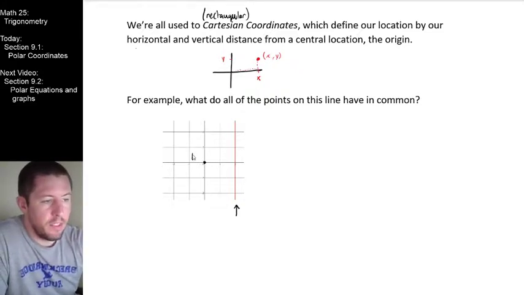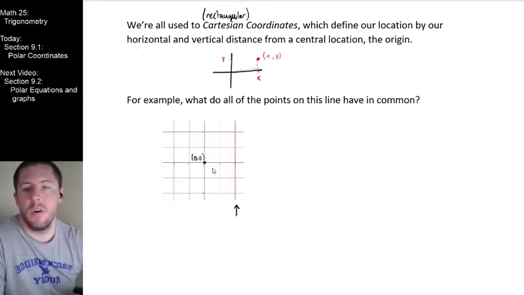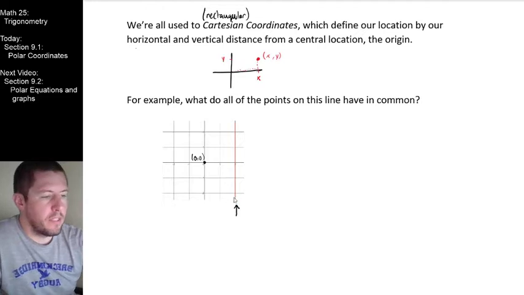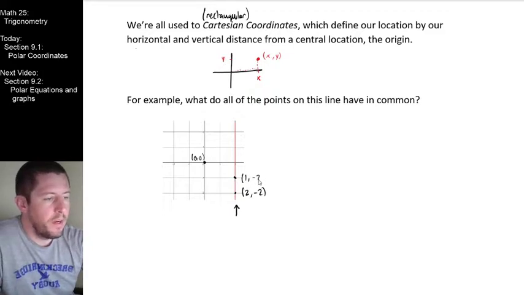I know that my numbers got really small in this diagram right here, but there's the origin at 0, 0. And my question is, how would you describe all of the points that are on this line? I just kind of want to identify a couple locations here. That's the point 2, -2. That's the point 1, -2.